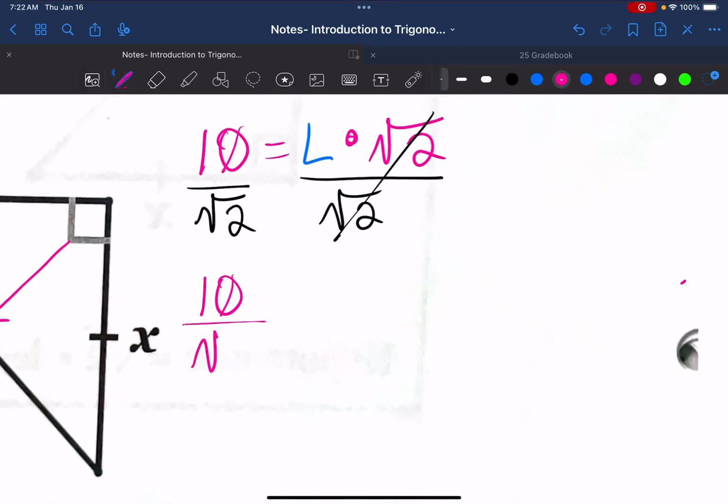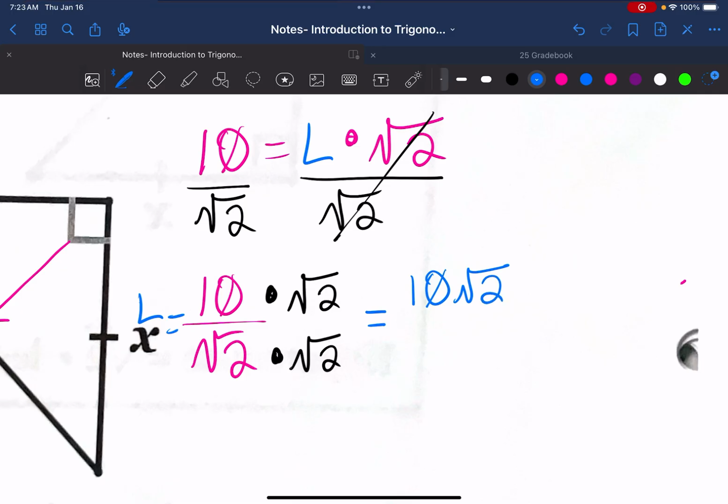10 over square root 2 is going to be starting off with what my leg equals. But we cannot leave a square root symbol at the bottom. That is a no rule for math. So to undo that, we're going to multiply both the top and the bottom by square root 2. That's going to equal 10 square root 2 over square root 4, because we're multiplying that together.